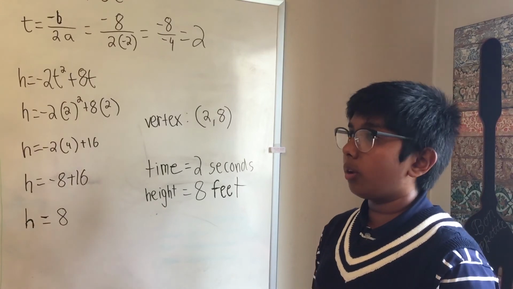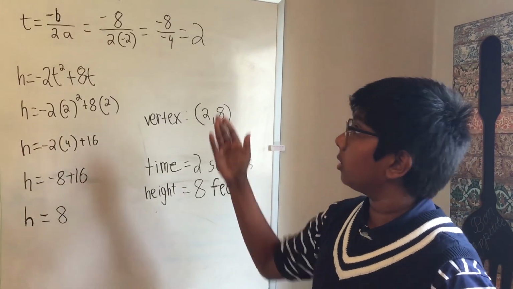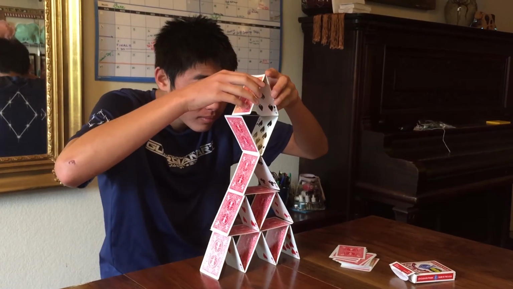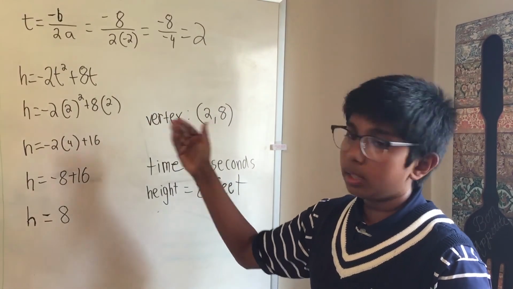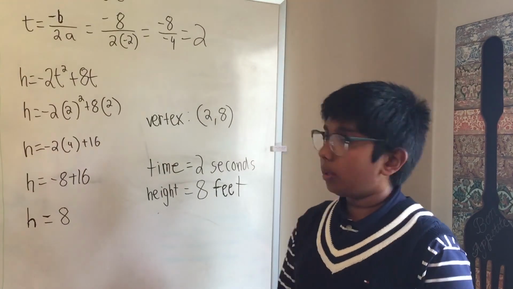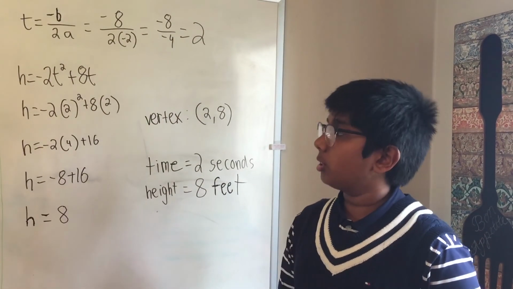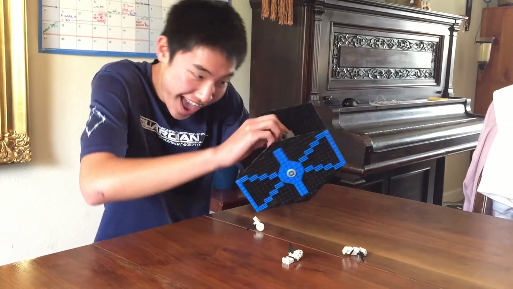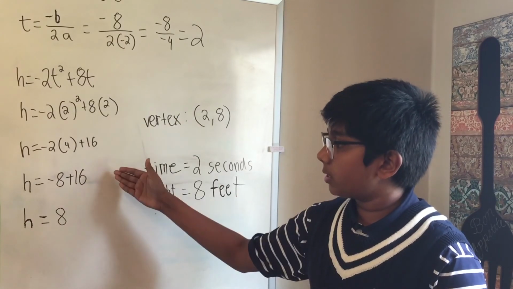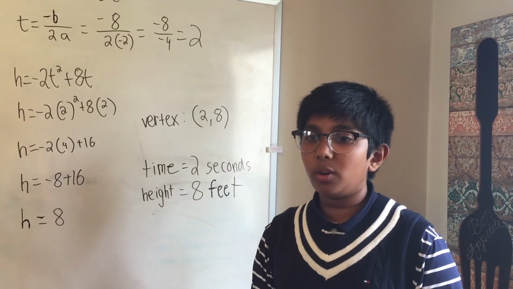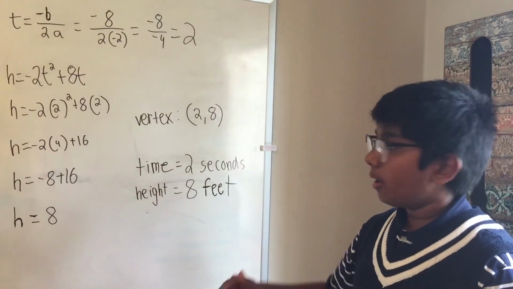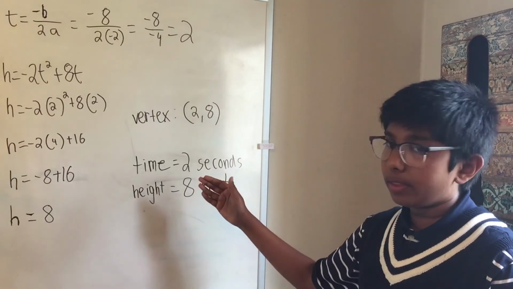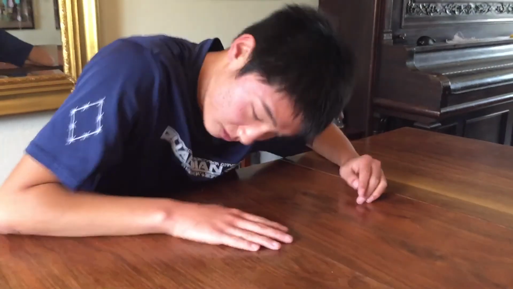In order to find the y-coordinate of the vertex, we have to plug the x into the original equation, which is h equals negative 2t squared plus 8t. After we plug in this value, we get h equals negative 2 times 2 squared plus 8 times 2. That all simplifies down to h equals 8, which is the y-coordinate of the vertex. This means that the vertex is (2, 8), and the time is equal to 2 seconds, and the height is equal to 8 feet. That's how it's done.